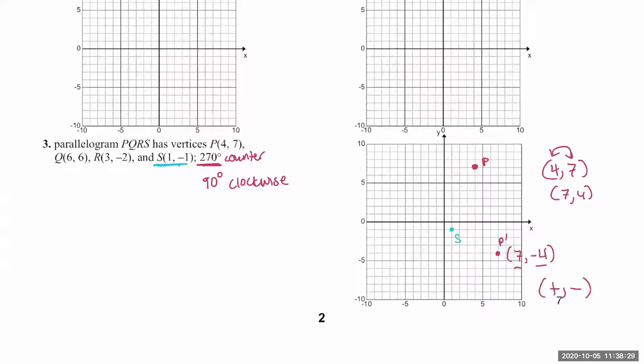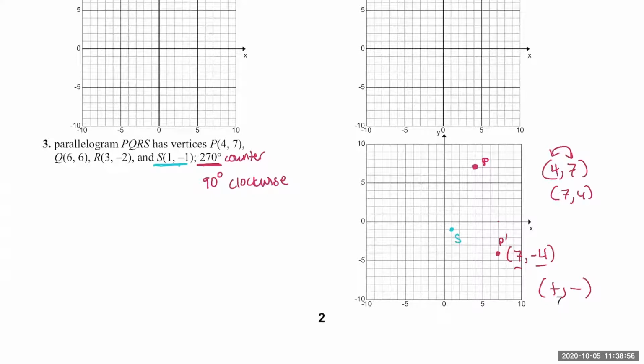Remember, 270 degrees counterclockwise is the same thing as 90 degrees clockwise. In the chat, if you guys want to do private, that's fine too. Can you tell me what quadrant you will end up in if you rotate S 90 degrees clockwise? What quadrant will you end up in? Okay, perfect. You're going to end up in the third quadrant.